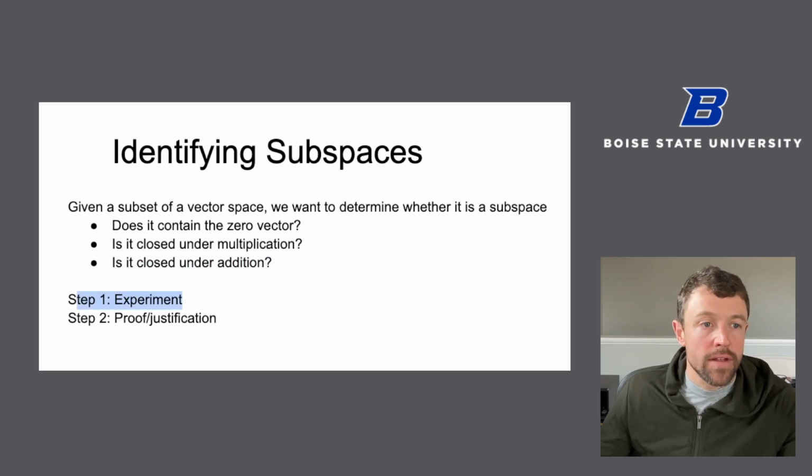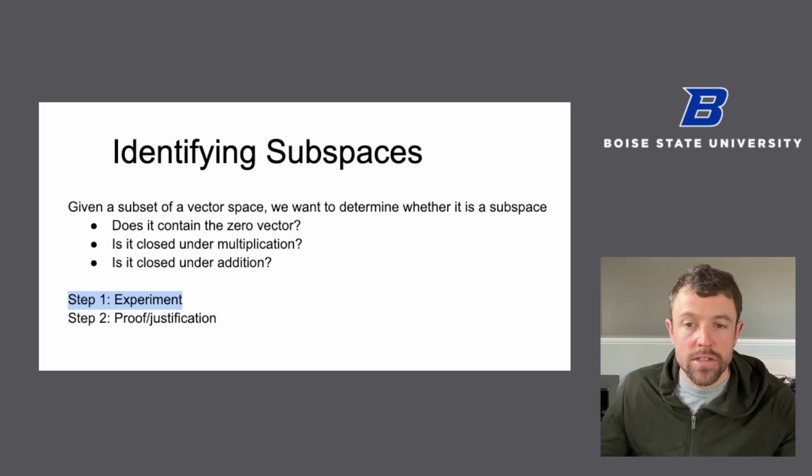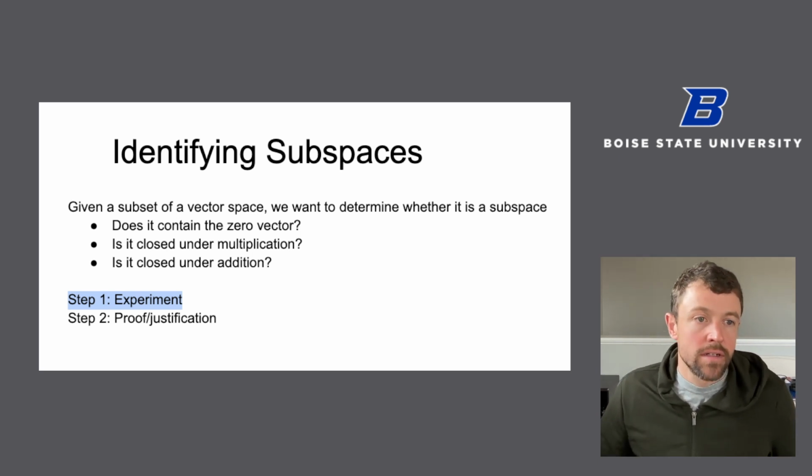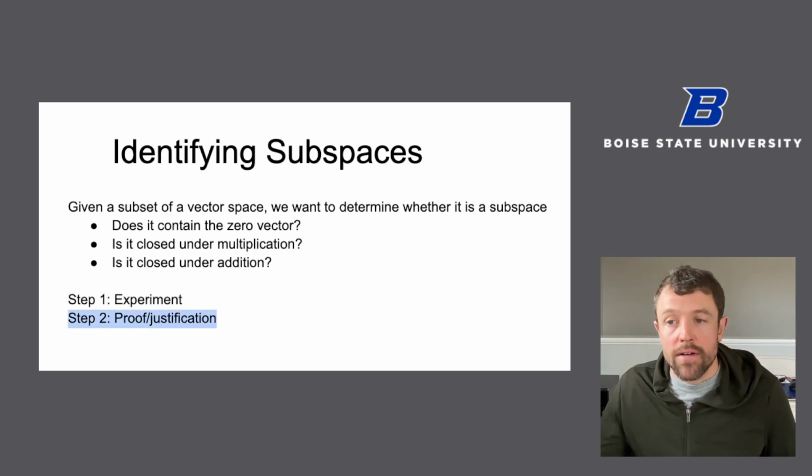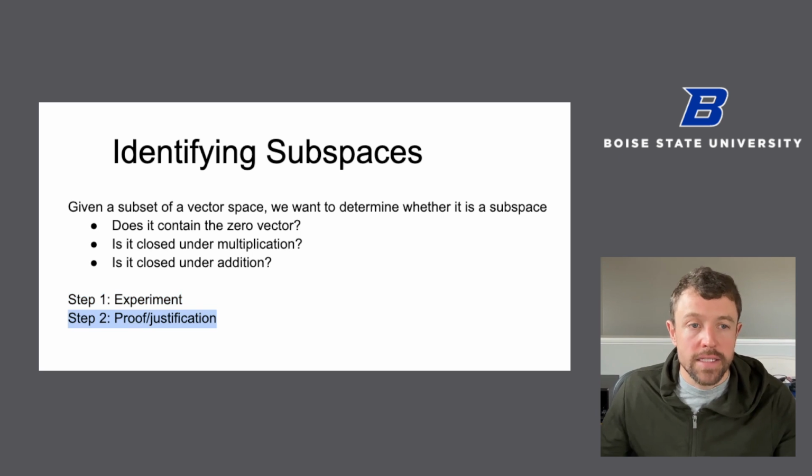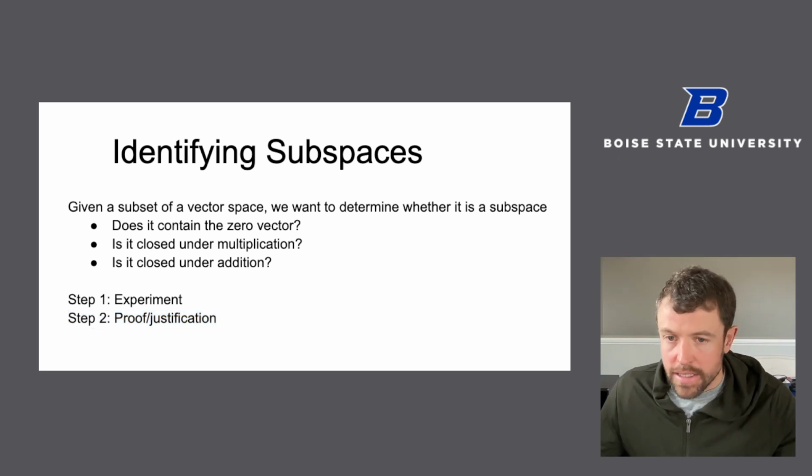First, I have the experimentation step. This is where I try to figure out what the answer is. Try to kind of justify to myself, is this thing a subspace or not? And then there's the proof/justification part where I actually write out an explanation for why this thing is or is not a subspace of the vector space that we're talking about. Let's look at an example.